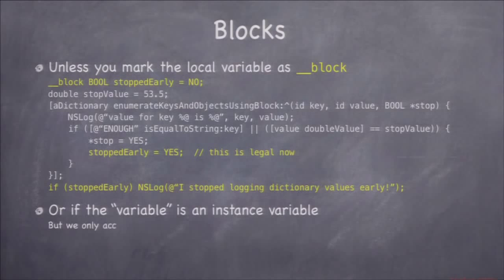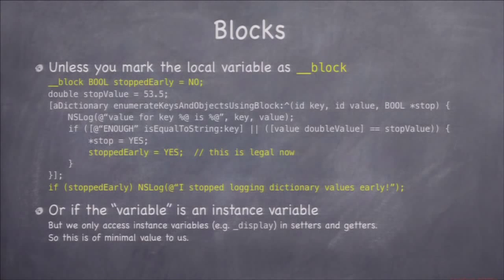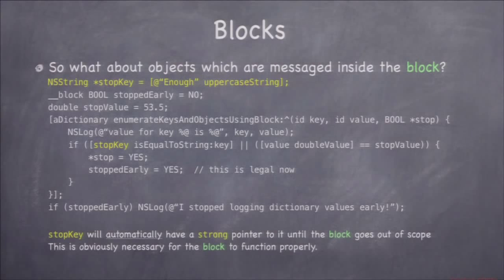Okay? This also works if the variable is an instance variable. We don't really access instance variables except for setters and getters. But that's because instance variables, of course, are in the heap, because all objects are stored in the heap. What about objects that are messaged inside of a block? Because there's a little special thing to think about there.